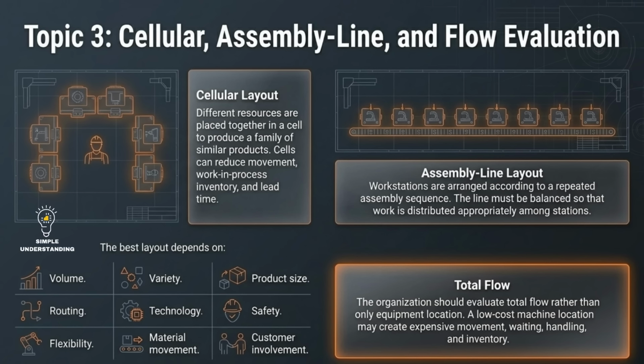Assembly line layout. Workstations are arranged according to a repeated assembly sequence. The line must be balanced so that work is distributed appropriately among stations. The best layout depends on volume, variety, product size, routing, technology, safety, flexibility, material movement, customer involvement. The organization should evaluate total flow rather than only equipment location. A low-cost machine location may create expensive movement, waiting, handling, and inventory.